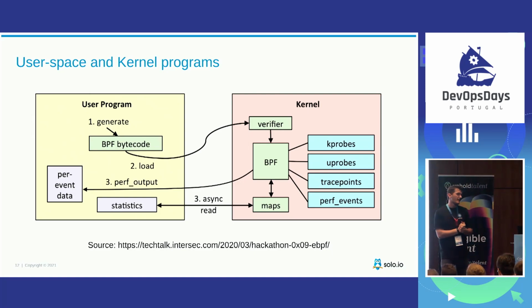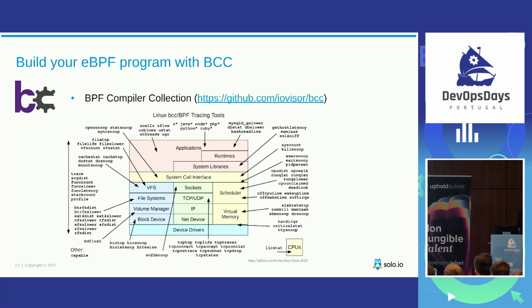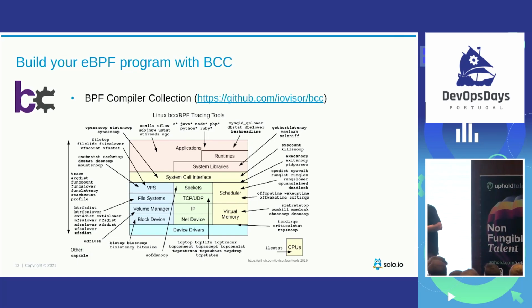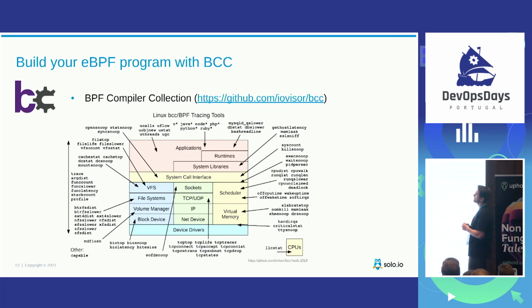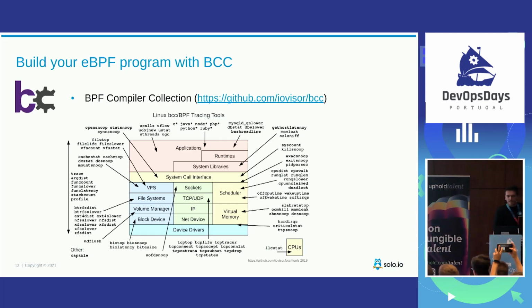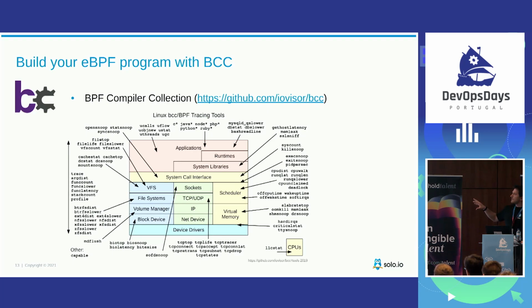One way to build such a program is using the BPF compiler collection, and it's called a collection because it already comes with a lot of tools. Here is the entire list, or actually not the entire, because even more new ones are added. We will show an example of building a TCP connection listener with the BPF compiler collection.